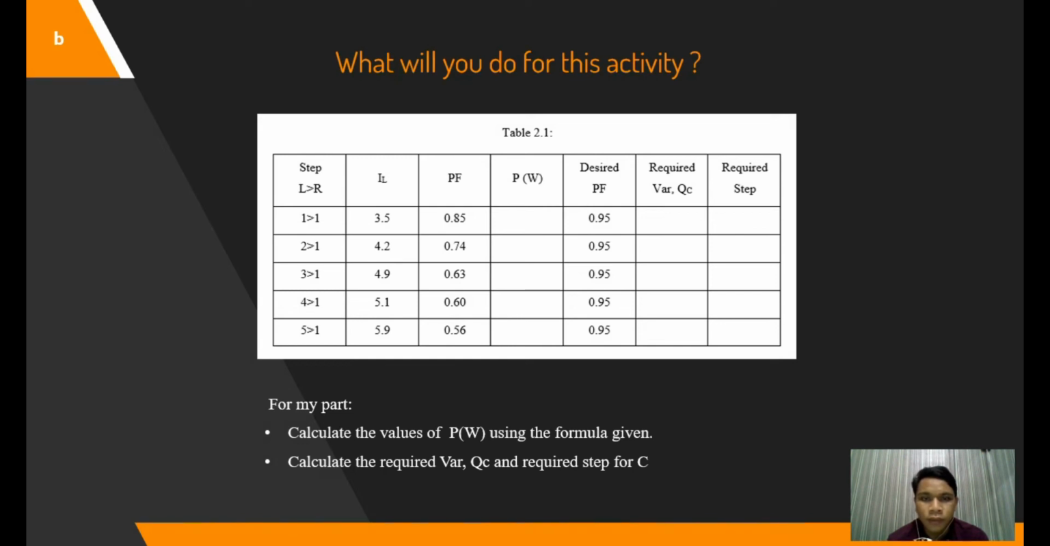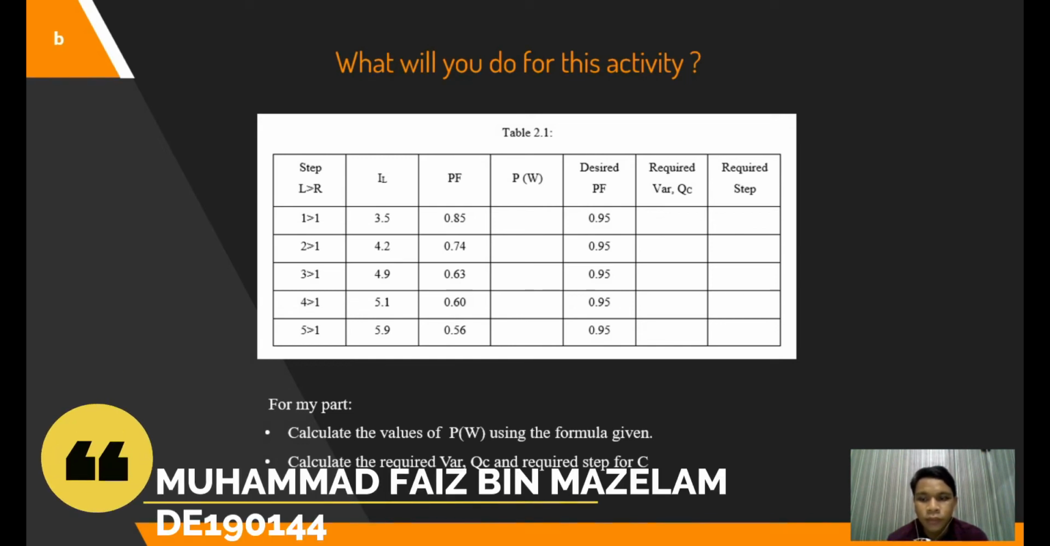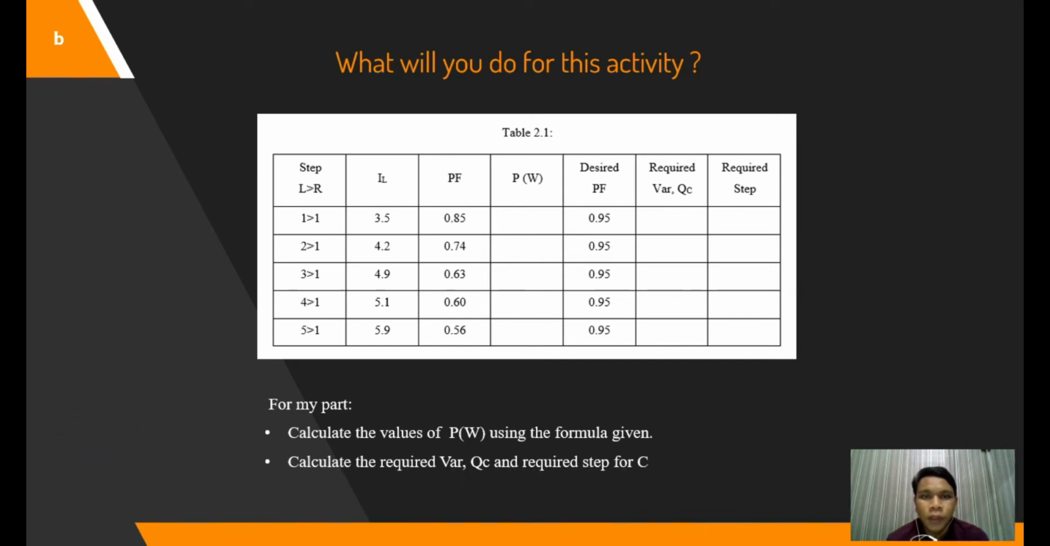Hi, my name is Muhammad Faiz bin Mazilam and my metric number is DE190144. So for lab activity 1, MSKE will be power factor correction. For question B, what will you do for this activity? My part is to calculate the values of power in watts using the formula given.